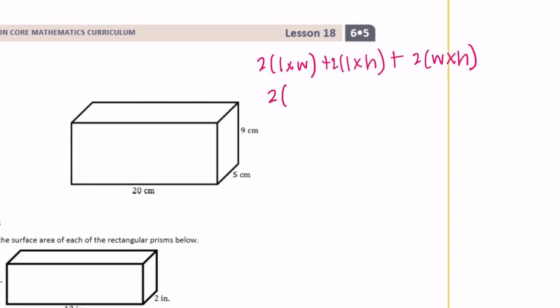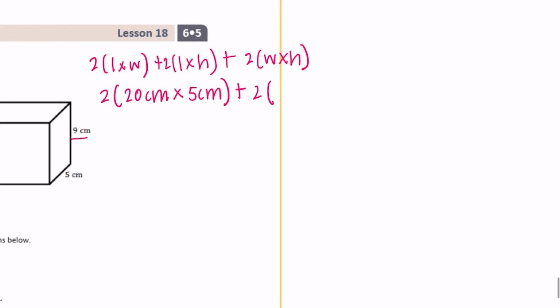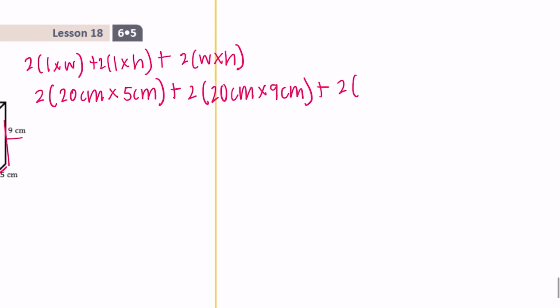So two groups of length times width. We have length is 20 centimeters times width is 5 centimeters, plus two groups of length times height, so 20 centimeters by 9 centimeters, plus now the sides, two groups of width times height, which is 5 centimeters by 9 centimeters.